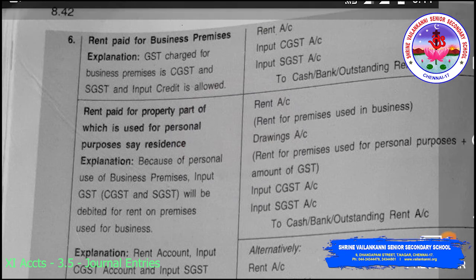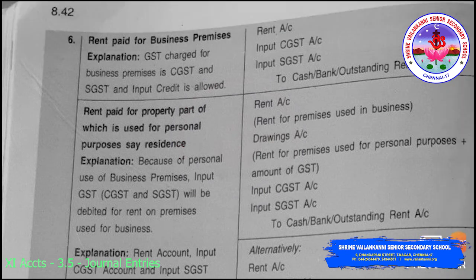The next transaction, if you look into the next transaction, you have rent paid for business premises. Now rent is an expense, so rent account debit to cash, bank or outstanding rent. If rent is outstanding, you would write to outstanding rent account. Since GST is also included in rent, you have input CGST account, input SGST account. Okay, you don't have this IGST concept in rent, so you are restricted only to CGST and SGST.